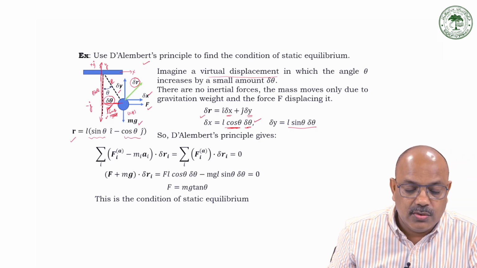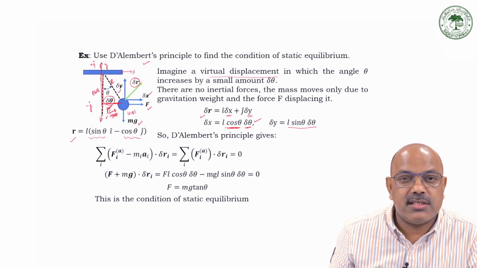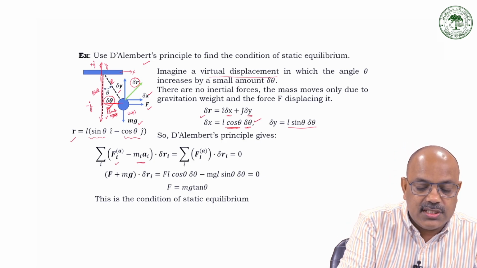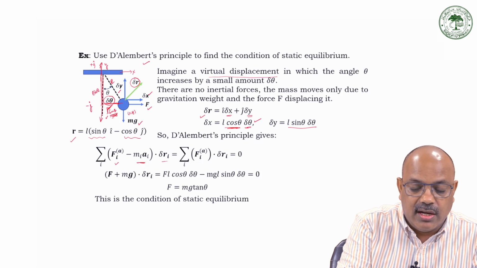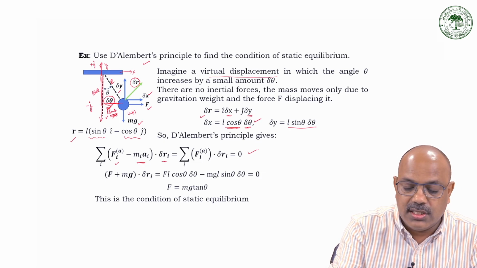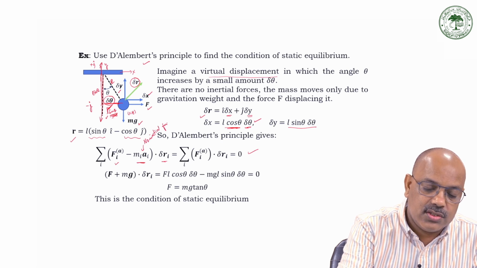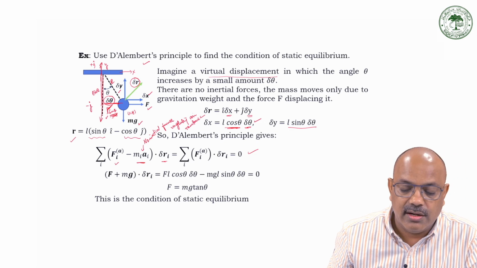Okay, so D'Alembert's principle gives us that the sum of Fi minus the inertial forces mi ai dot delta ri is going to be 0. Because there are no inertial forces, neglecting air resistance.